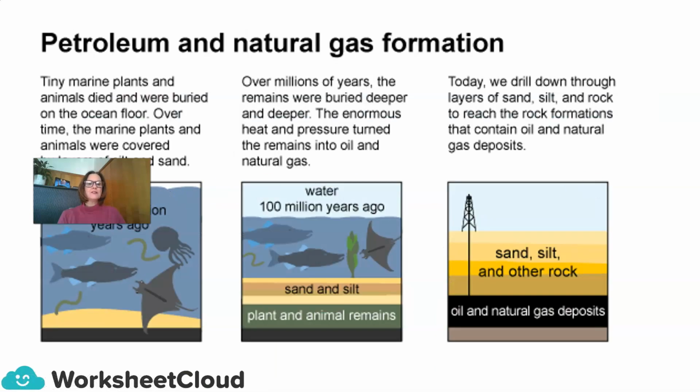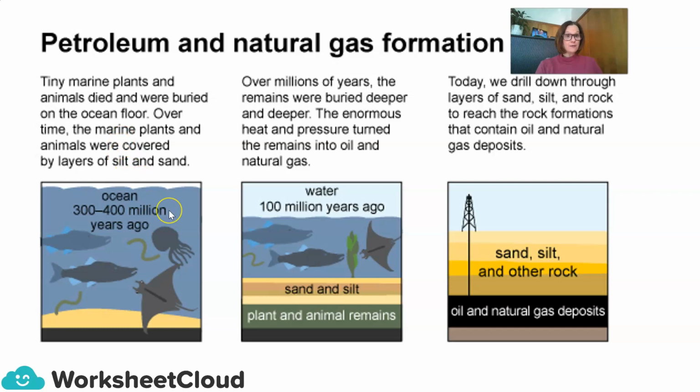Then, what is the difference for petroleum and natural gas formation? For petroleum, tiny marine plants died and were buried on the ocean floor. Over time, the marine plants and animals were covered by layers of silt and sand. For years, the remains were buried deeper and deeper. The enormous heat and pressure turned the remains into oil and natural gas. Today, we drill down through layers of sand, silt, and rock to reach the rock formations that contain oil and natural gas deposits. Okay.